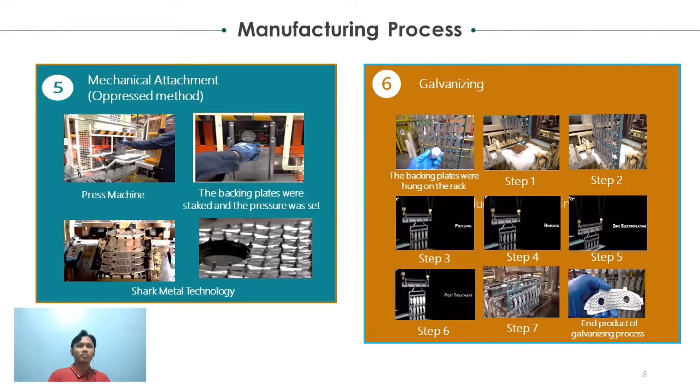The fifth manufacturing process is the mechanical attachment or press method. The press method is a new technology invented by ANWAR brakes, where a small stud called sharp metal is scraped on the backing plate.